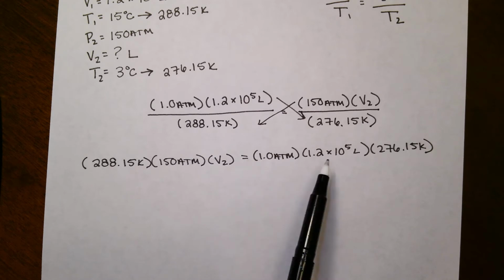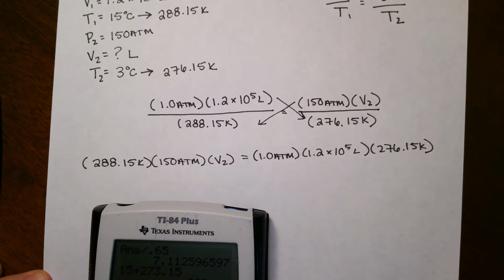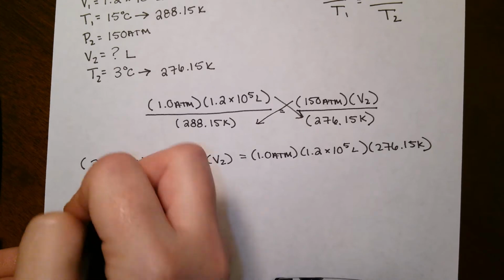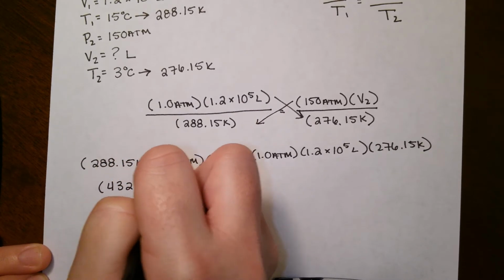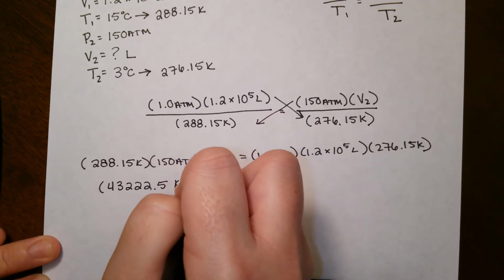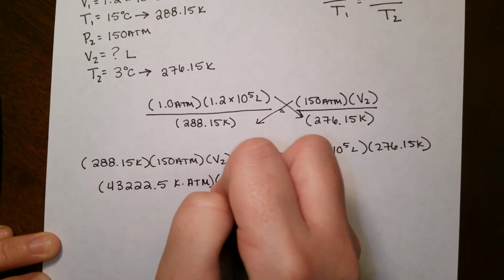So before we start multiplying and dividing from side to side, let's go ahead and simplify it. So anything that can be multiplied, let's go ahead and do that. So over on the left-hand side, we can multiply together that 288.15 and multiply that by 150. So that is going to be 43222.5 Kelvin times atm multiplied by V2.